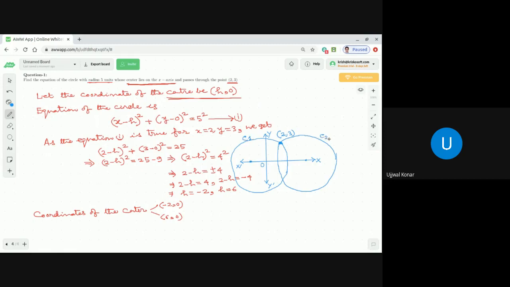If we name it as the circle C1, and this is circle C2, then circle C1 has center at minus 2 comma 0, and the circle C2 has center at 6 comma 0. Both have a radius of 5 units. Here also 5, here also 5. And both pass through the point 2 comma 3.